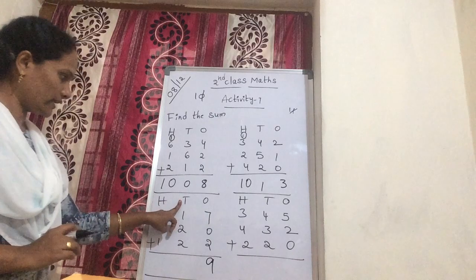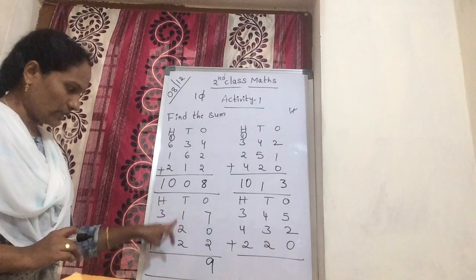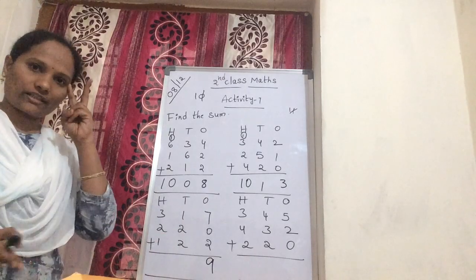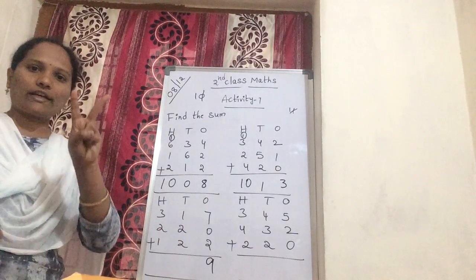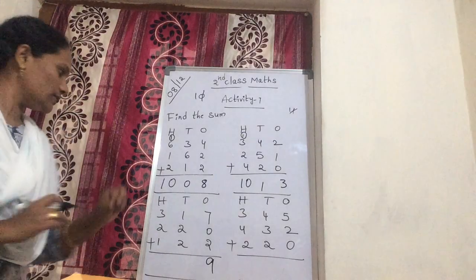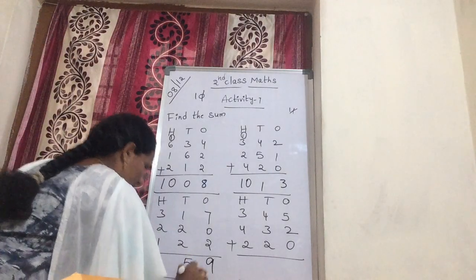Now next, coming to tens. Now 1 plus 2. 1 plus 2 is 3. Keep 3 in mind. 3 after, again 2 fingers. 3 after 4, 5. You get 5.